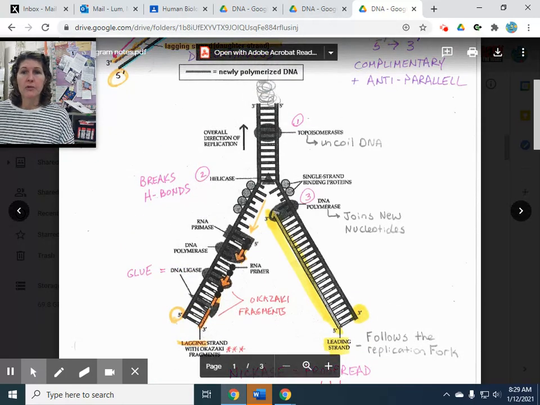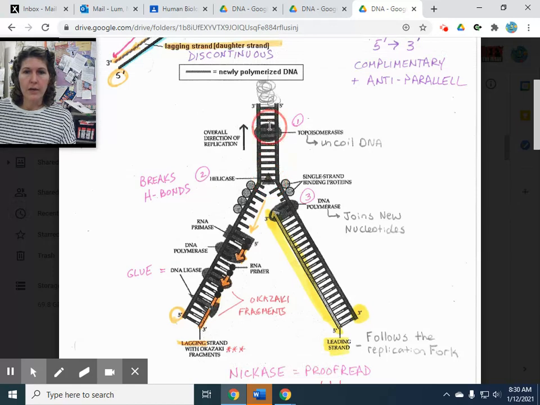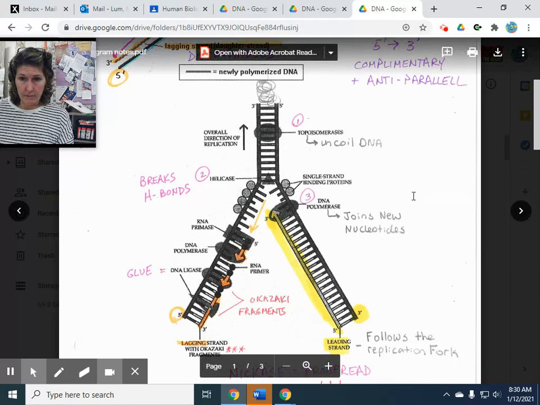We said that topoisomerase is going to uncoil that DNA. Your helicase is breaking. Notice the little arrow right here. It's working in this direction. So there's my replication fork, and helicase is breaking those original base pairs.